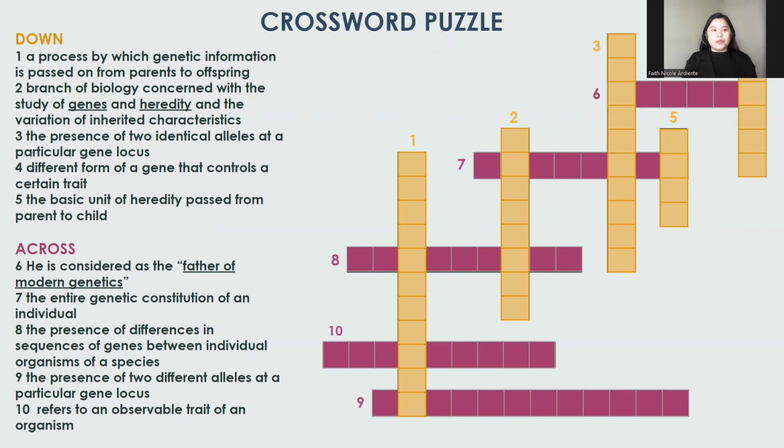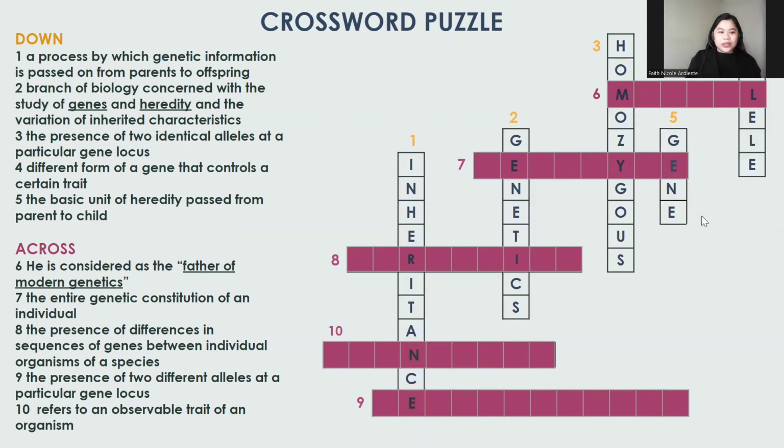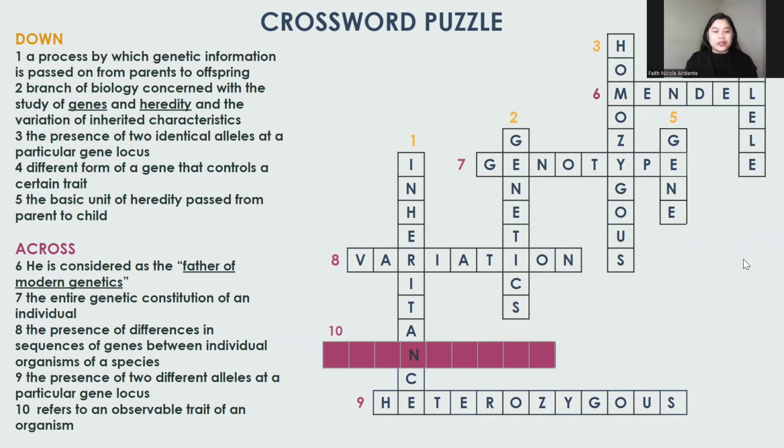All right? So who can read and answer number 1? Student C. Thank you. Correct. The genetic information passed from parent to offspring is called inheritance. Let's answer 6 to 10. Let's start with 6. Who is the father of monogenetics? Student K? Very good, Mendel. Then for the last item: it refers to an observable trait of an organism. Observable trait means the physical appearance, or the phenotype. Questions, everybody? Let's proceed.